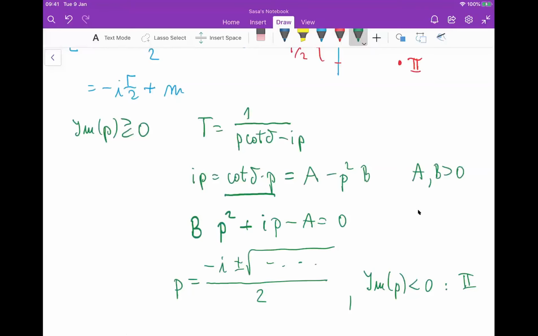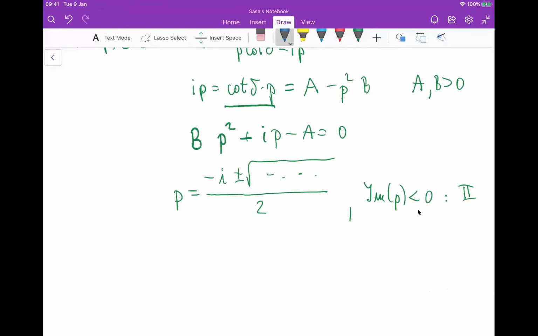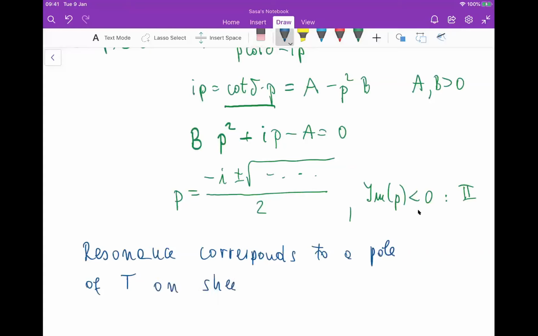Maybe let's write it down. A resonance corresponds to a pole of the scattering matrix, of T, on the second sheet, on sheet two, away from the real axis. Okay, I think that's how far I got today.